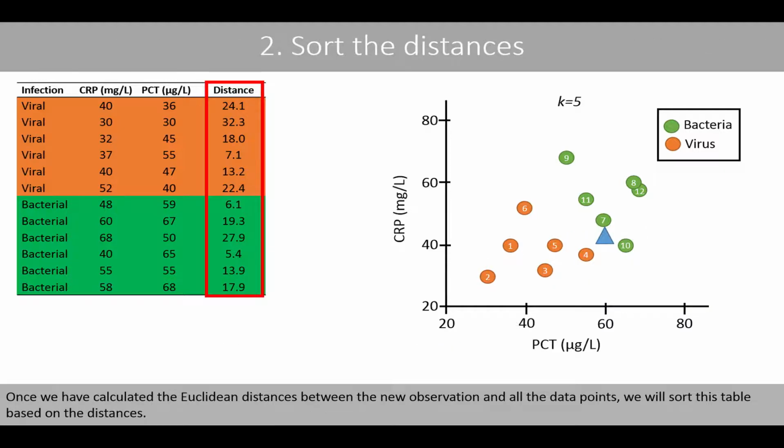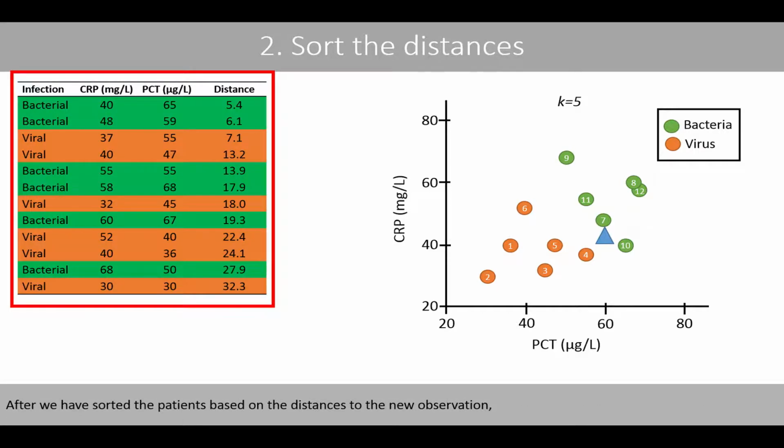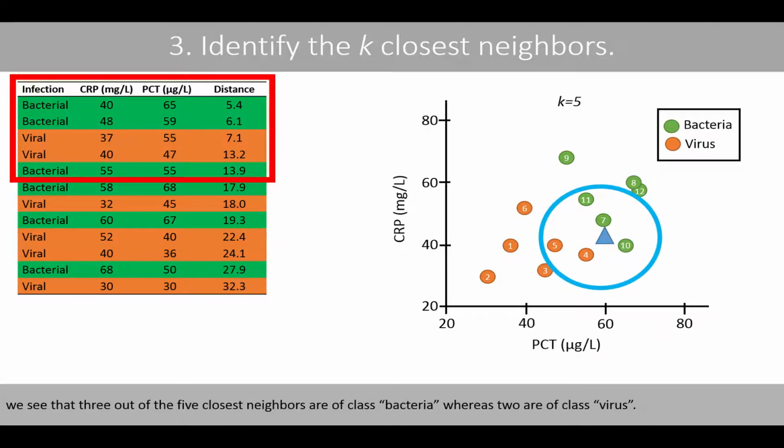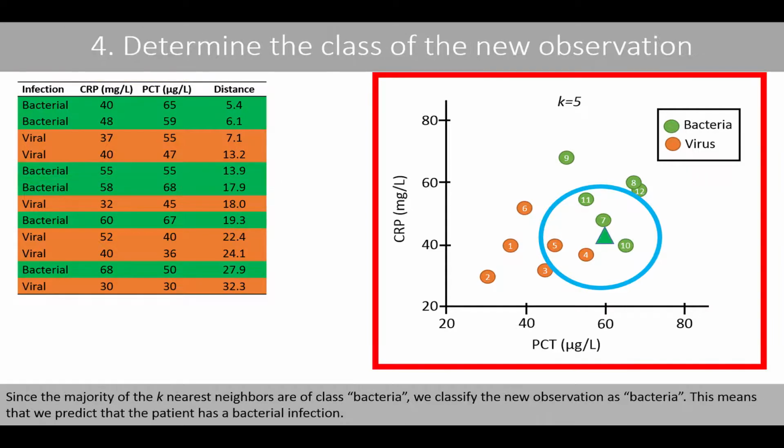Once we have calculated the Euclidean distances between the new observation and all the data points, we'll sort this table based on the distances. After we have sorted the patients based on the distances to the new observation, we see that 3 out of the 5 closest neighbors are of class bacteria, whereas 2 are of class virus. Since the majority of the K nearest neighbors are of class bacteria, we classify the new observation as bacteria. This means that we predict that the patient has a bacterial infection.